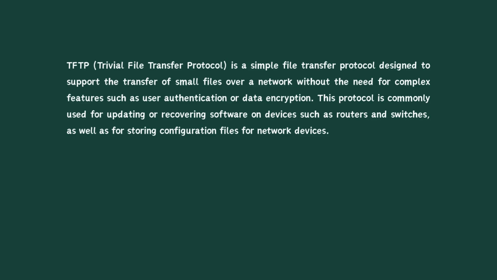TFTP, Trivial File Transfer Protocol, is a simple file transfer protocol designed to support the transfer of small files over a network without the need for complex features such as user authentication or data encryption. This protocol is commonly used for updating or recovering software on devices such as routers and switches, as well as for storing configuration files for network devices.